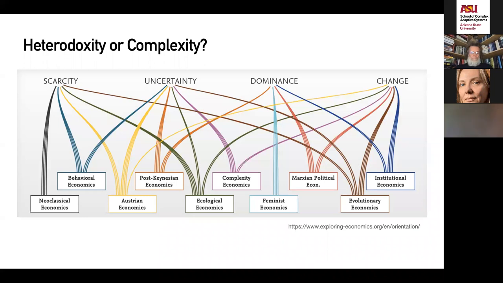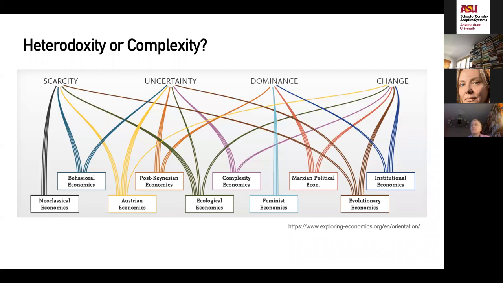So then you have a whole range of what's called heterodox economic practices or theories or disciplines, from behavioral economics all the way to evolutionary economics and institutional economics. But what I think is interesting about this particular presentation, which is put together by a group of kids in Germany called exploringeconomics.org, which has got lots of great stuff on it if you're curious, is that they have defined the whole field of economics in terms of scarcity, uncertainty, dominance, and then change. And then they have mapped the heterodox economic disciplines to these different, kind of broad categories of the types of questions that an economist should be able to answer.